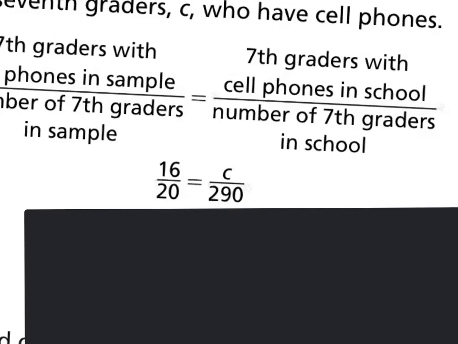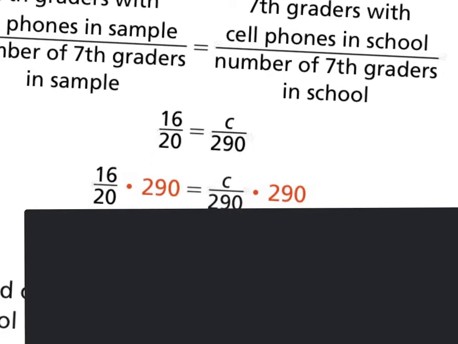Once we have that set up, we can try to find a pattern. So if you do 290 divided by 20, that is 14.5. So that would be one way we could go, is looking for a pattern. This would be times 14.5 then. So if you do 16 times 14.5, that should give you the answer that we want, which is 232.